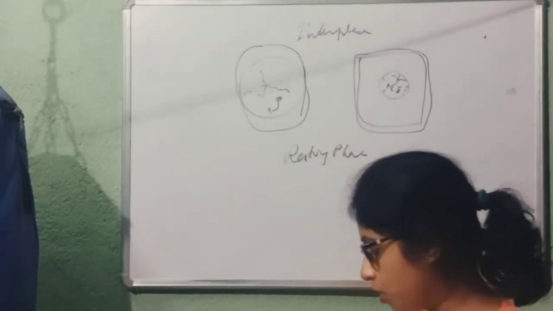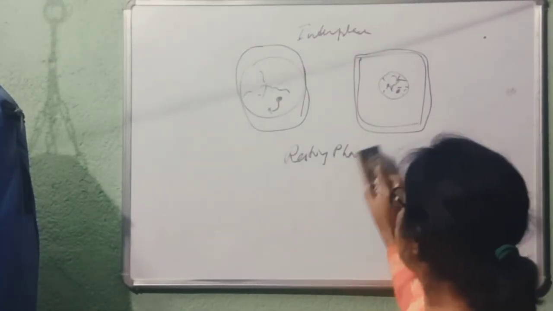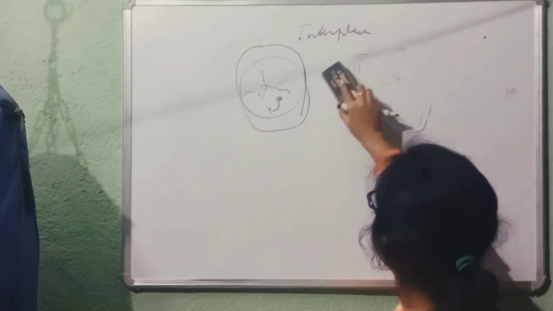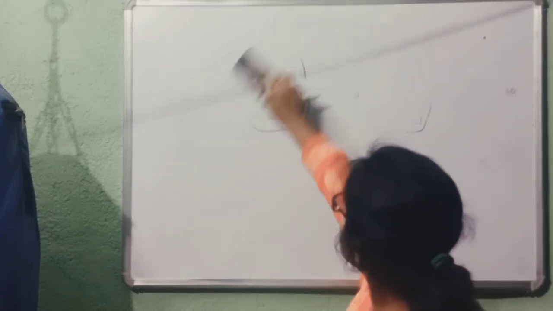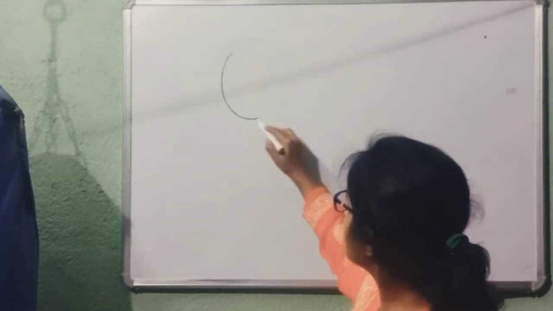Now we'll move on to prophase, the first phase, early prophase and the late prophase. We'll draw the diagrams and see how it occurs, what are the changes that take place in the cell, in the nucleus of the cell. This is the animal cell.